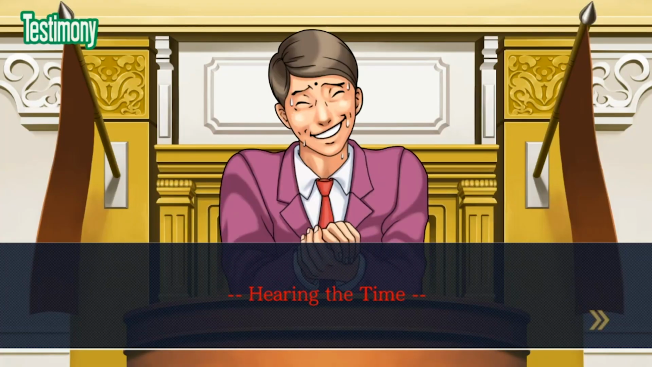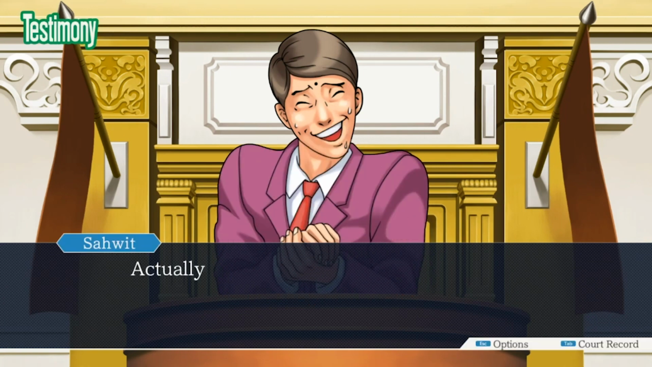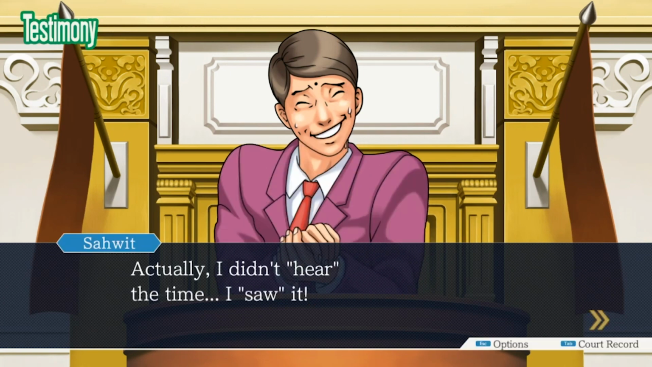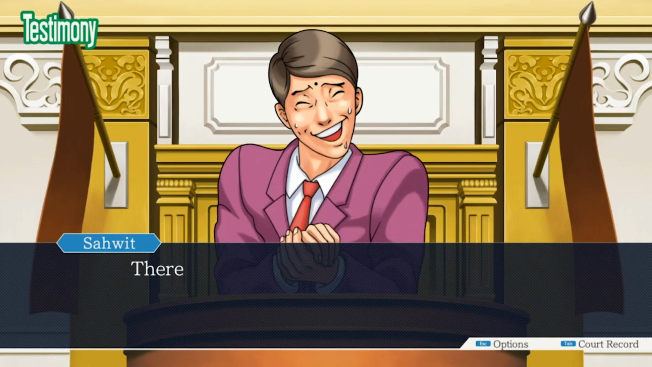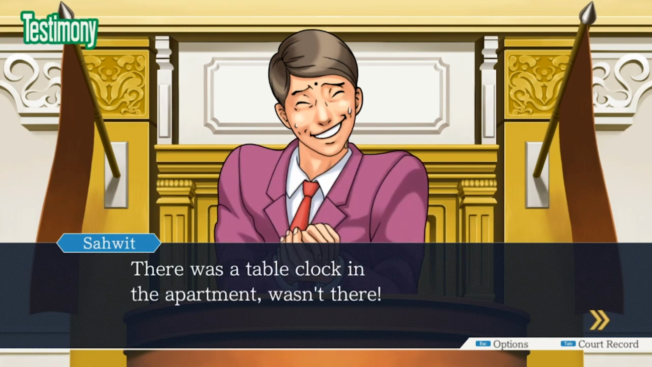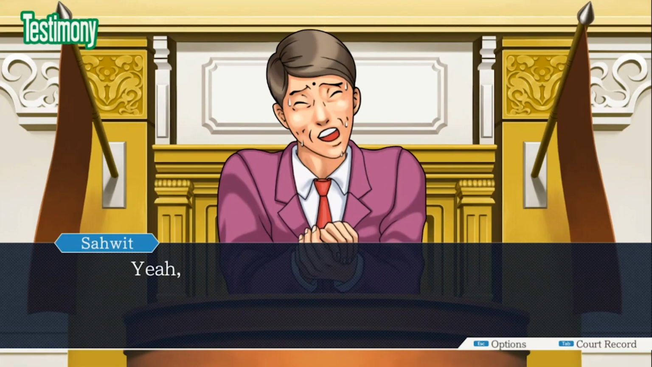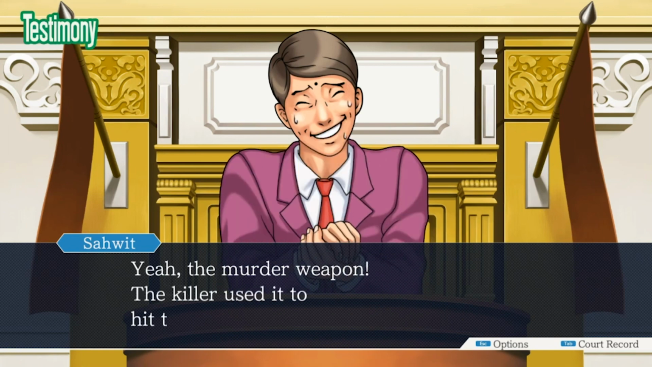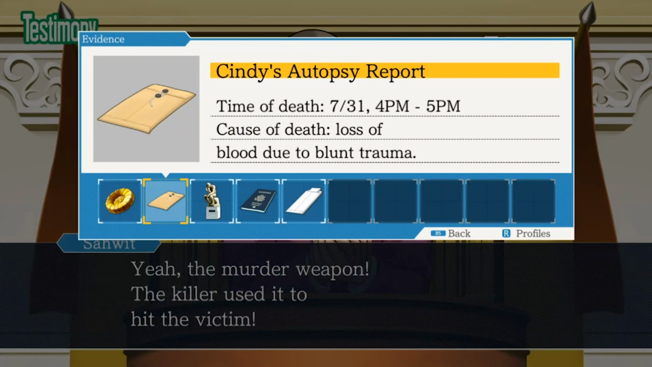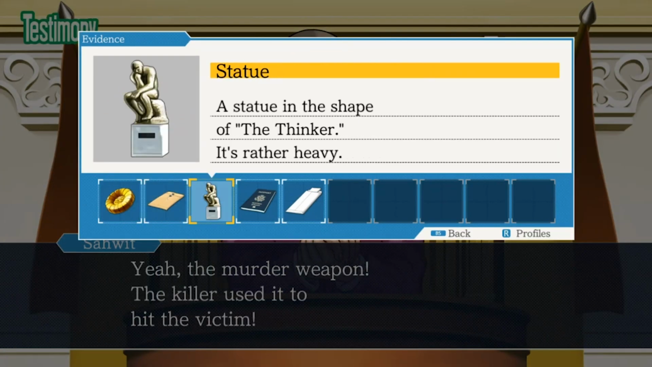Actually, I didn't hear the time, I saw it. There was a table clock in the apartment, wasn't there? Yes, the murder weapon. The killer used it to hit the victim. What? That does not have a clock on it. Lies beget more lies.